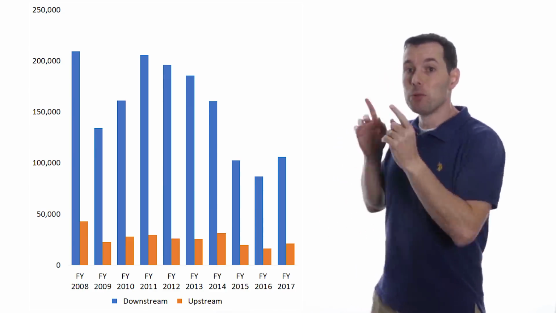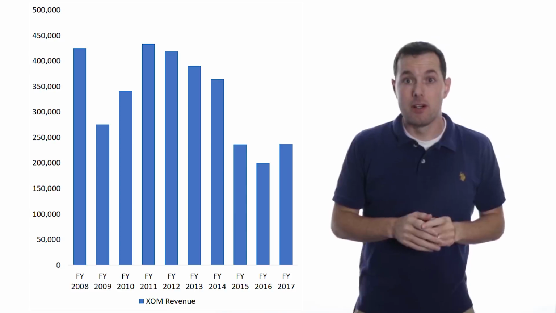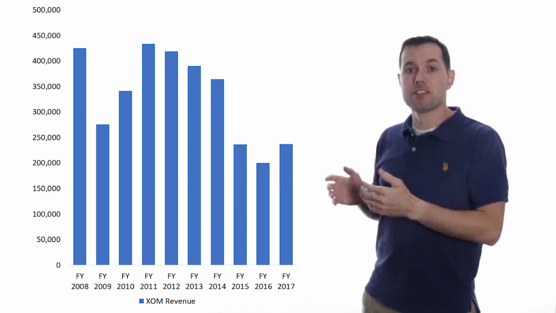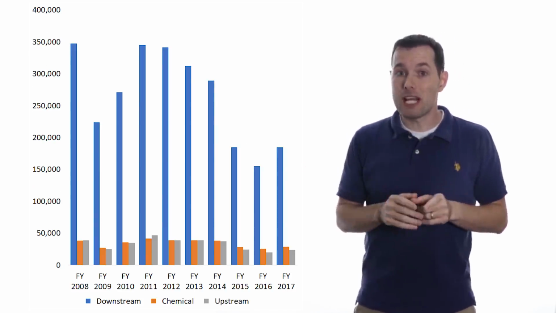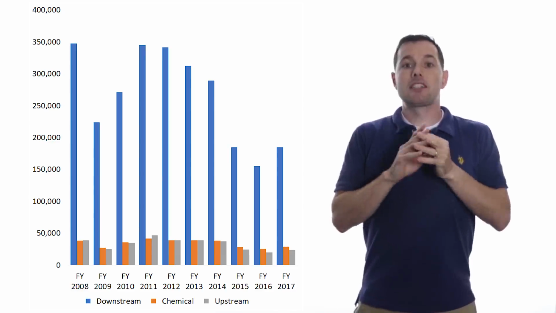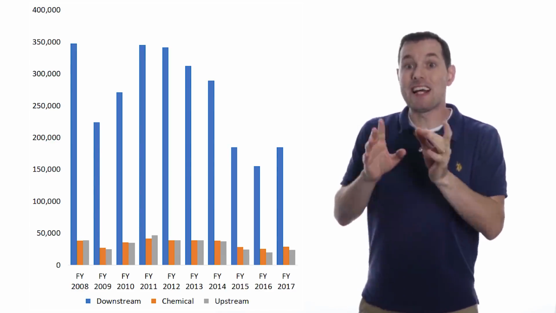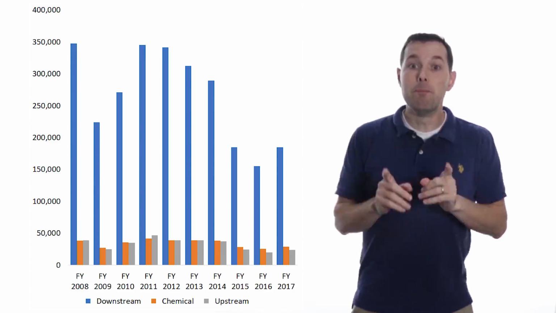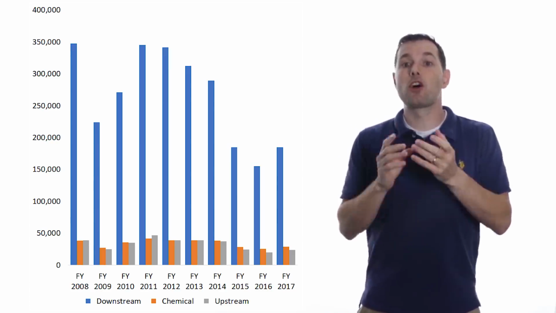So here's ExxonMobil's revenue for the same time period. This seems quite volatile as well. Here's the revenue broken down. First off, let's look at their breakdown. It's similar in that downstream dominates the revenue, but they also have another category they call chemicals.